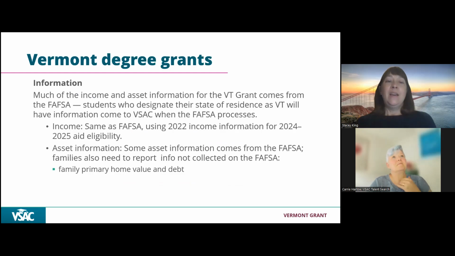Great. And as Carrie said, most of the information that the Vermont grant is going to be calculated from does come over from the FAFSA. So when you complete your Vermont grant application, if you do it early in October, it's going to sit and wait for the FAFSA information to come over in December or later. It's automatic if you designate Vermont as your state of residence, that it will go to VSAC and just wait for a FAFSA. It will give you a reminder if it's been a while since you submitted the Vermont grant application but did not add a FAFSA.